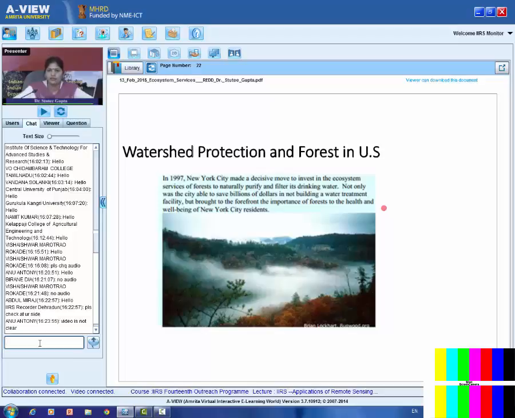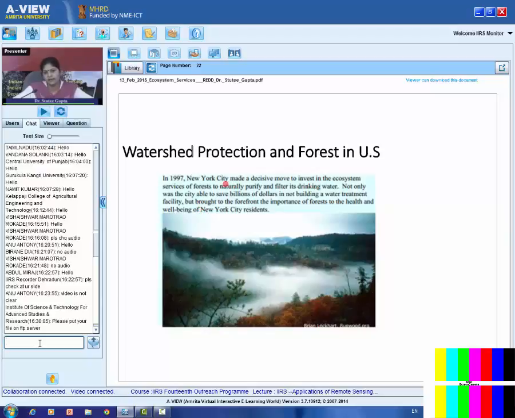Because the forests are the natural water purifier. So what the government in New York did, they invested in the people to protect and restore the forest, so that the downstream people get the purified water. So what happened, the cost that could otherwise be incurred on the processing of the water was overcome.